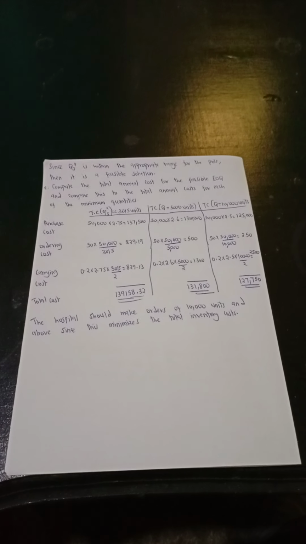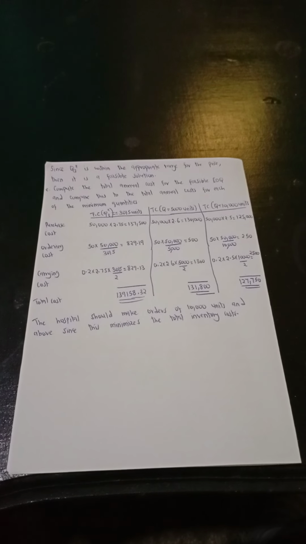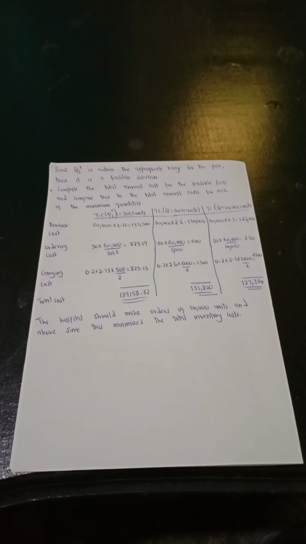In an organization, one of the main objectives is to try to minimize the costs. So the best option for the hospital is to buy when the cost is minimal. And that is when Q is 10,000 units.